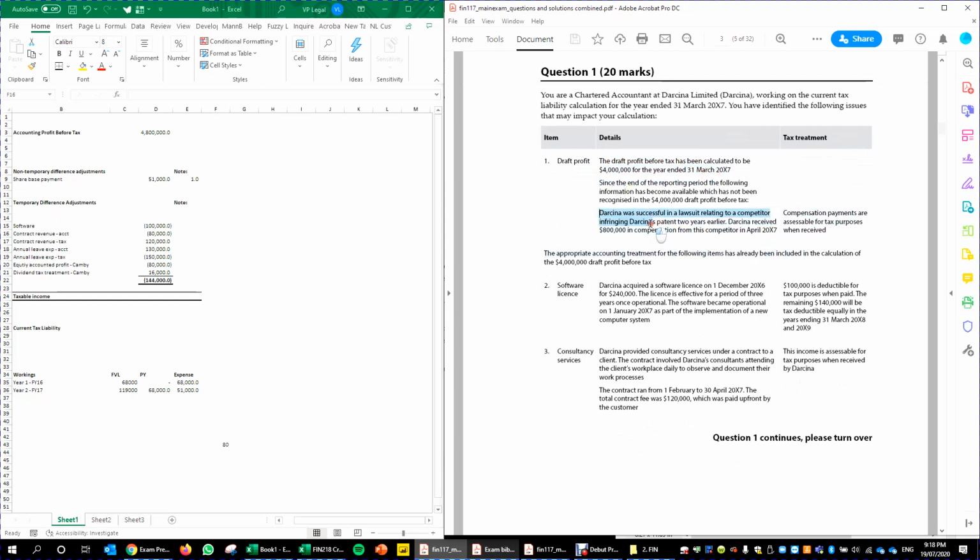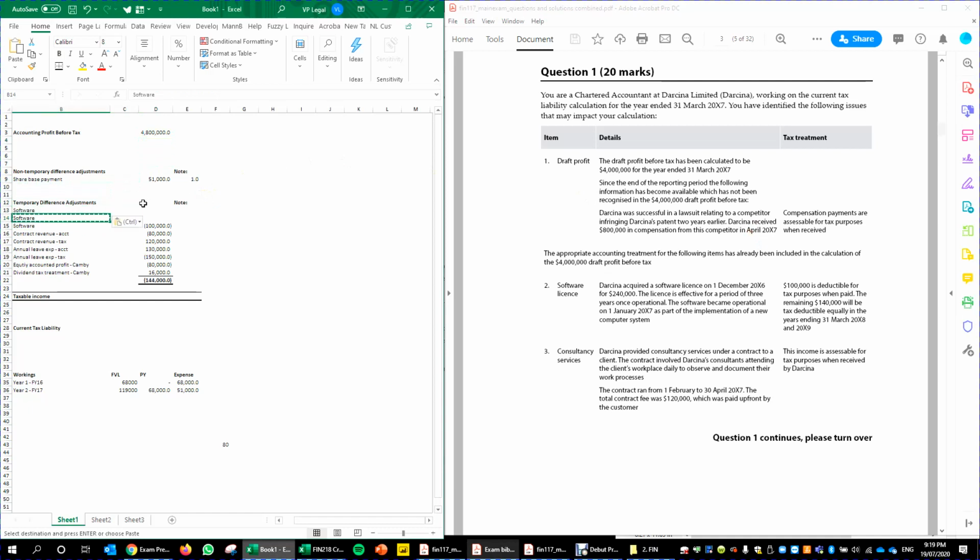So what about this compensation, the $800,000 in compensation from the competitor? Have we adjusted for this for tax? I know we've adjusted for it for accounting purposes, but have we adjusted it for tax? They're assessable for tax purposes when received. However, they received this in April 2017. So even though we need to recognize it in accounting profit because it's been incurred, we actually need to remove it for tax as well. This is something we missed on the first run through, because of the timing difference. It's going to be assessable in April, just outside of this financial year. So we actually need to adjust for this in the temporary differences as well.